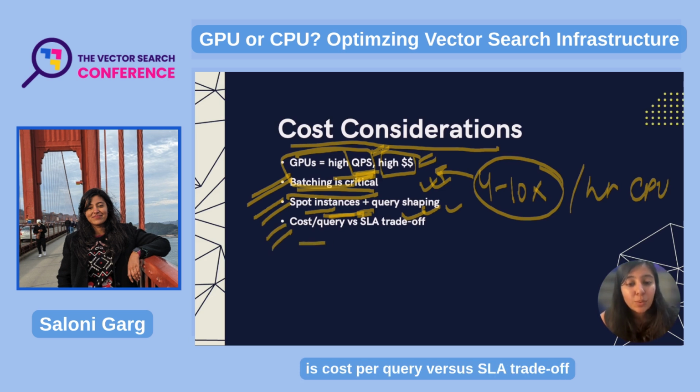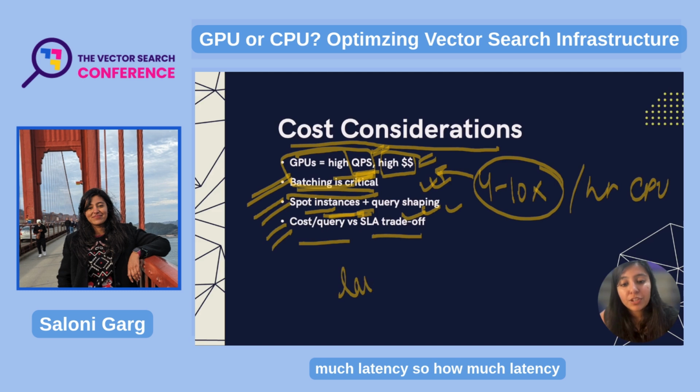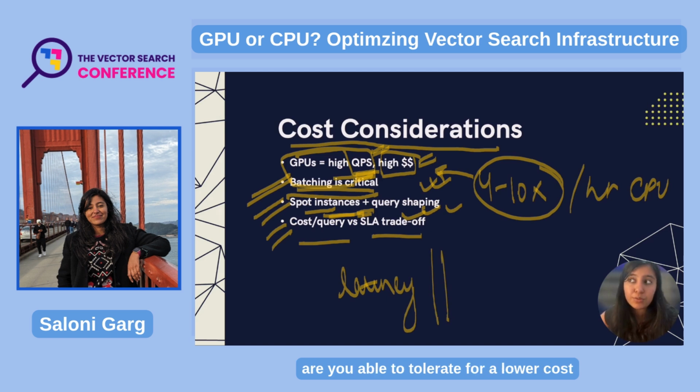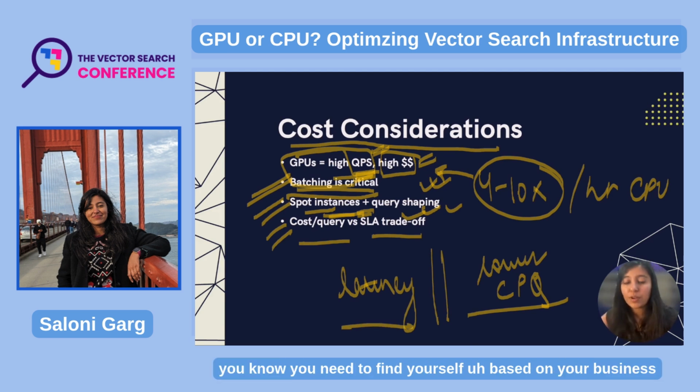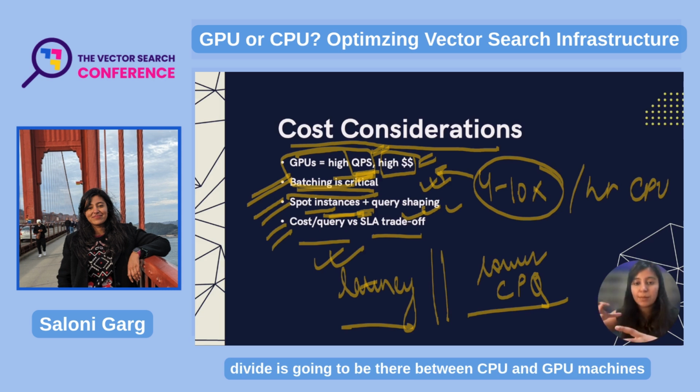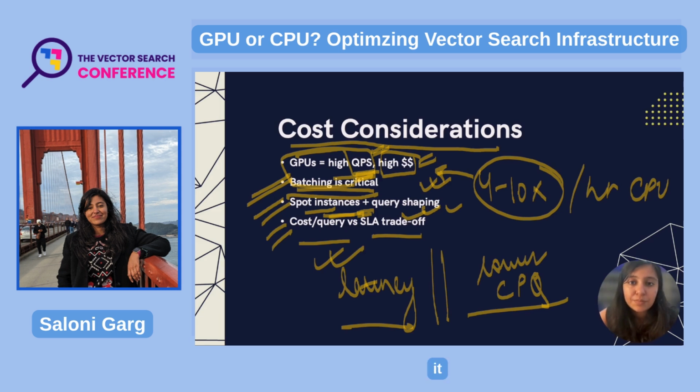Next is cost per query versus SLA trade-off. So again, the same thing. Cost per SLA is something that you need to care about: how much latency are you able to tolerate for a lower cost per query? This is the answer that you need to find yourself based on your business conditions, and that will help you answer what sort of hybrid divide is going to be there between CPU and GPU machines.